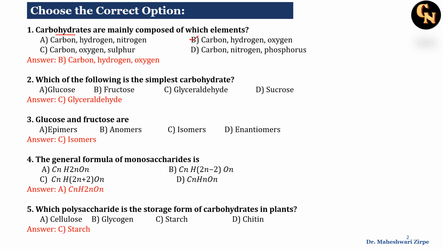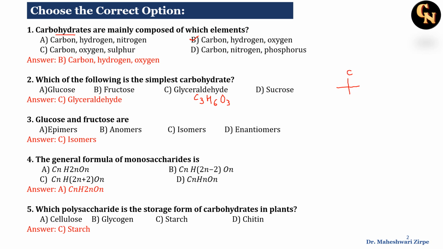Next one is: which of the following is the simplest carbohydrate? The options given are glucose, fructose, glyceraldehyde and sucrose. Glucose, children, has the molecular formula C6H12O6. Similarly, fructose has the same molecular formula, and sucrose has C12H22O11. Glyceraldehyde has the molecular formula C3H6O3, so it has a very simple structure.